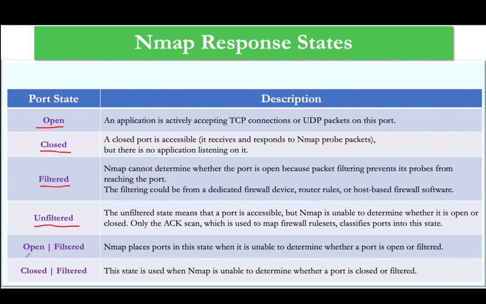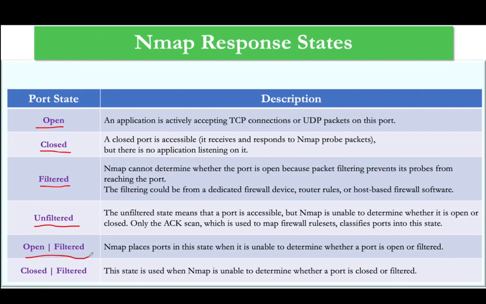And finally, you have the open or filtered state. Nmap places ports in this state when it is unable to determine whether a port is open or filtered. This occurs for scan types in which open ports give no response. The lack of response could also mean that a packet filter dropped the probe or any response it elicited.